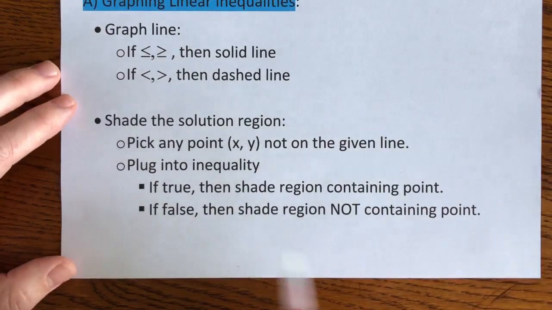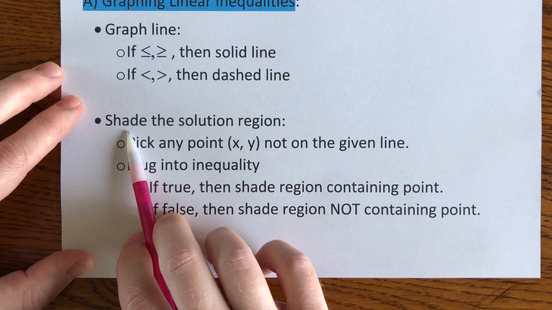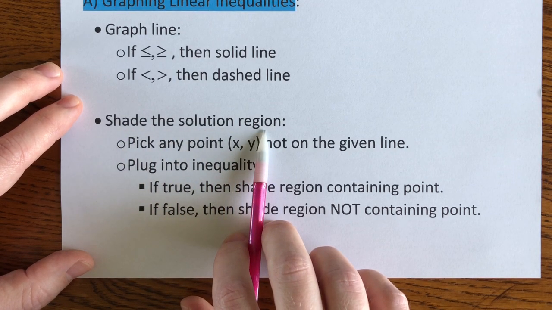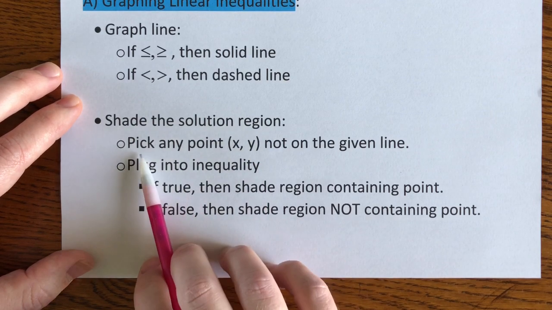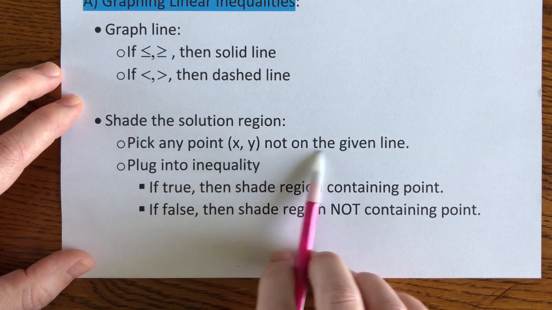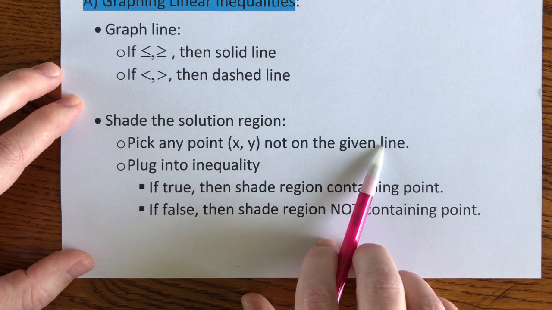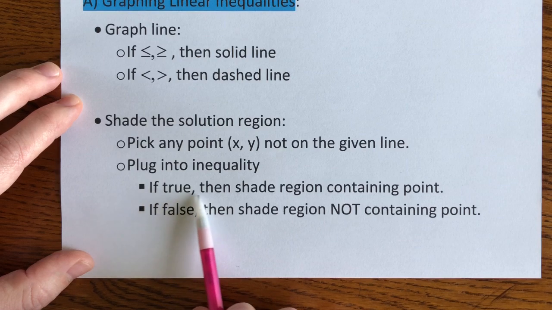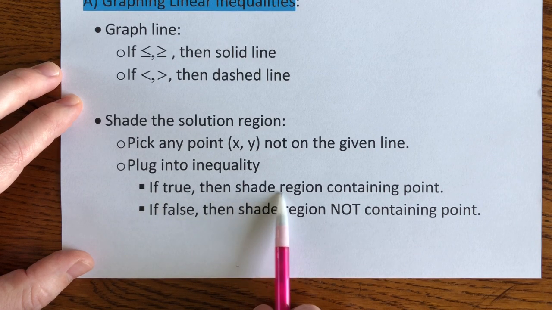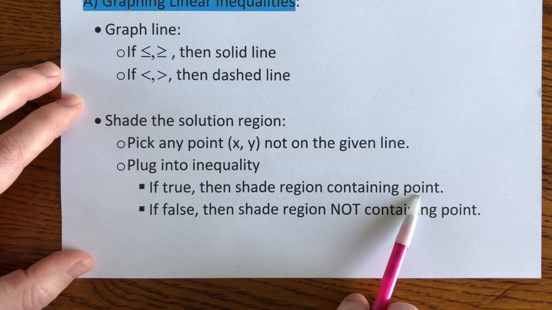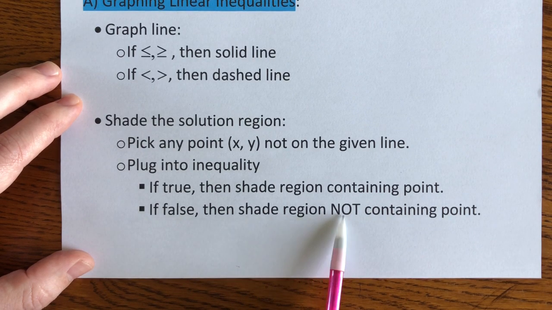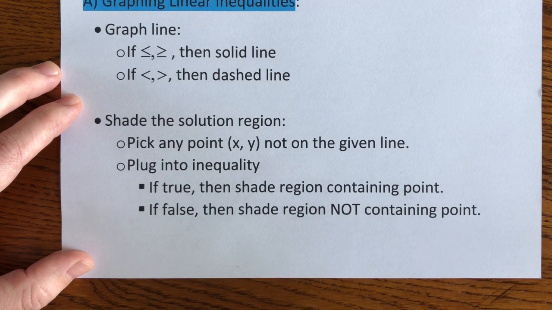Speaking of solution regions, that's the second thing we need to be able to do: shade the appropriate solution region. There are a couple different ways to do that. The way we're going to do it is pick any point not on the given line, then plug it into the inequality. If you get a true inequality, then you will shade the region that contains that test point. If you get a false result, then you're going to shade the region not containing the test point. Let's take a look at some examples to see how this works.